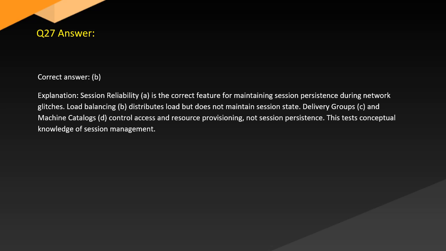Answer. Correct answer. B. Explanation. Session reliability, A. Is the correct feature for maintaining session persistence during network glitches. Load balancing, B. Distributes load but does not maintain session state. Delivery groups, C. And machine catalogs, D. Control access and resource provisioning, not session persistence. This tests conceptual knowledge of session management.